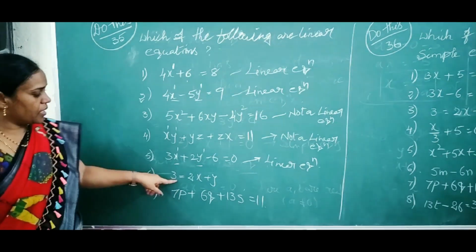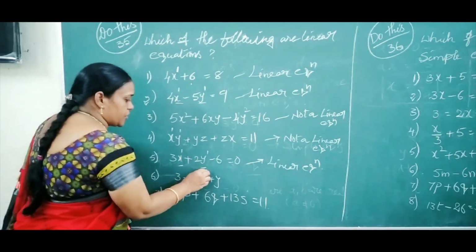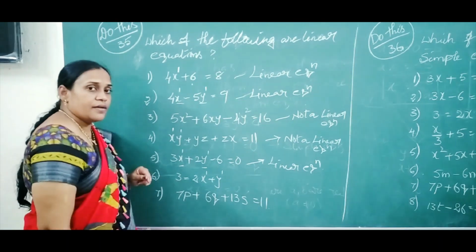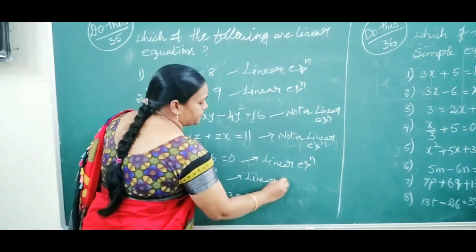See next one, 3 is equal to 2x plus y. It is a linear equation because x power 1 and y power 1. So, it is a linear equation.